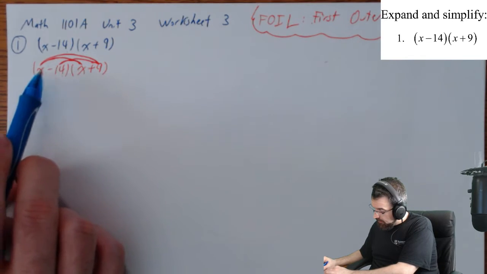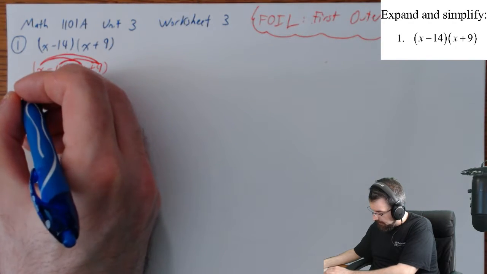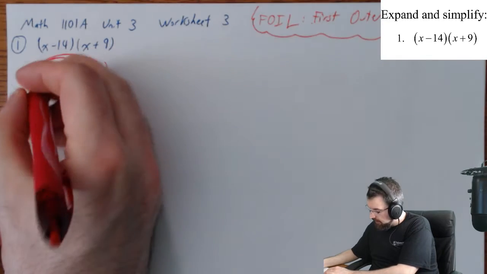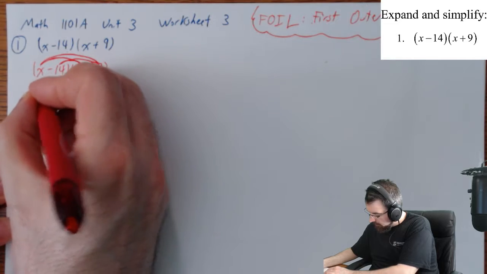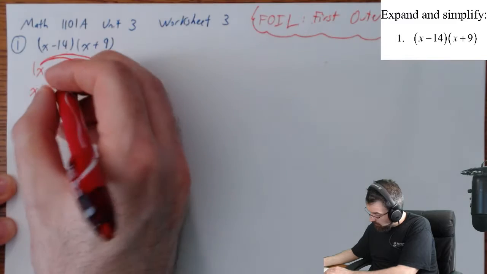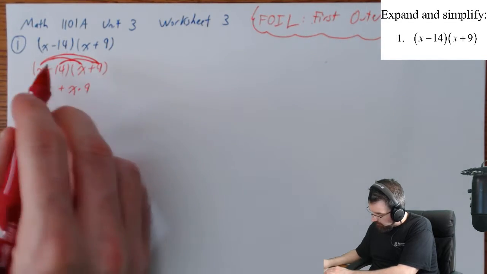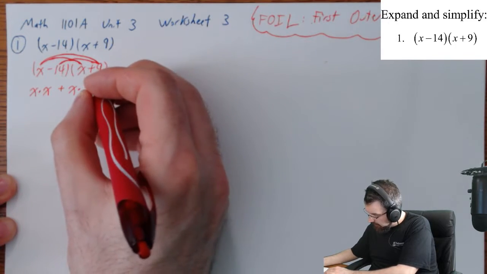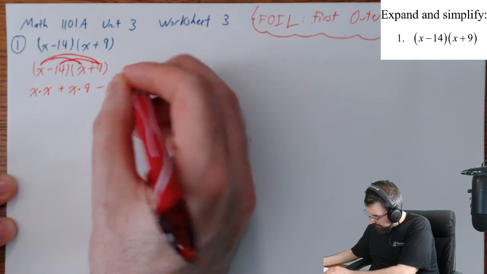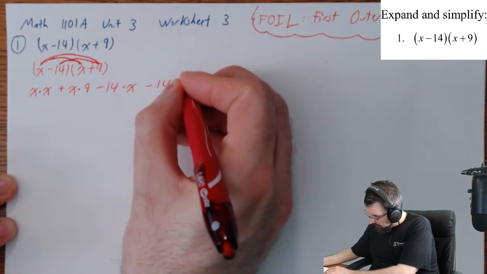So we're going to have x times x as our first one, right? Tell you what, I'm going to do another one in red here because this is one that you won't often write out. So first we'll have an x times an x, and that'll be our first term. Then we're going to have plus x times 9. That's going to be our second one because it's a representation of the outer. Then the inner is going to be a negative 14 times x, and then we're going to have a negative 14 times 9.